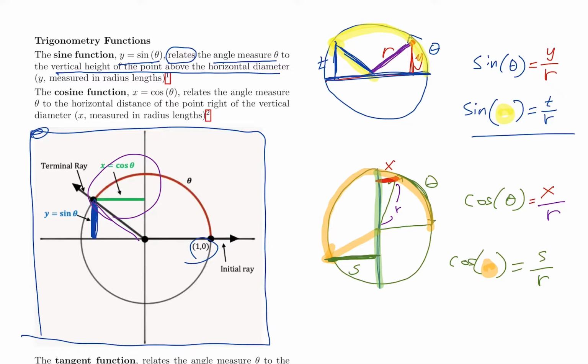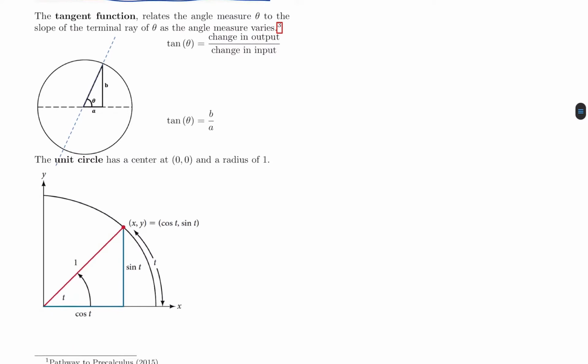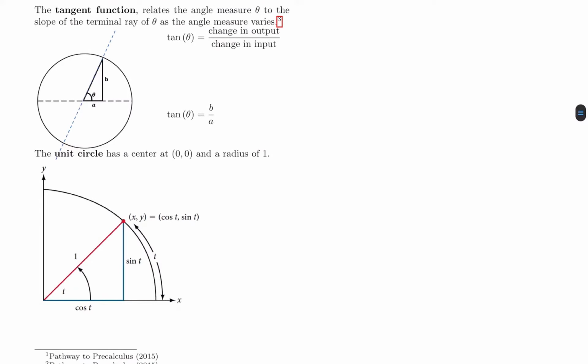So this is what sine and cosine measure. Again, try to train yourself, as we talked about in module 2. Try to train your thoughts so that we think in terms of horizontal and vertical distance from either horizontal diameter or vertical diameter. So then what does tangent function measure? Tangent function measures angle theta and the slope that angle theta produces, the slope of the terminal ray. Okay, so slope is change in output over change in input.